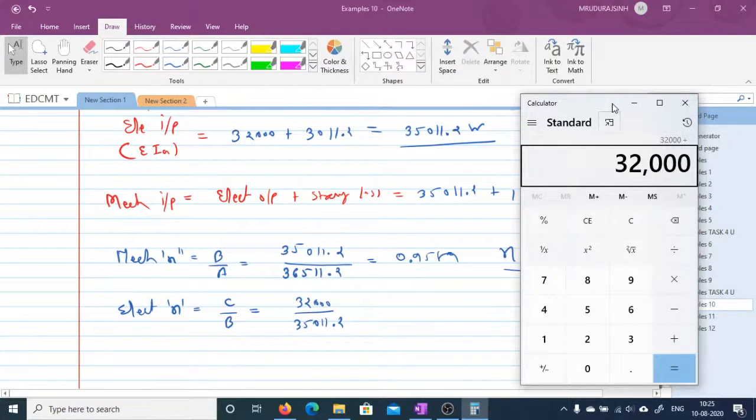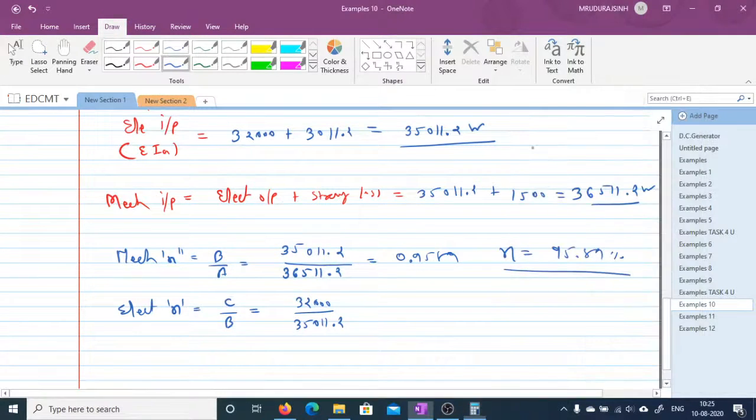32000 divided by 35011.2 gives us 0.9139. If we convert this into percentage efficiency, it gives us 91.39% efficiency.